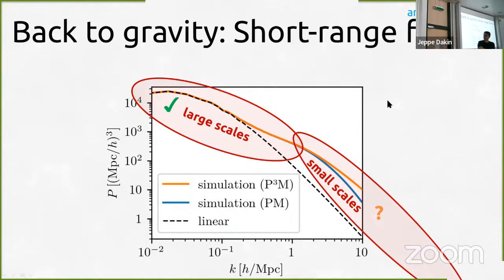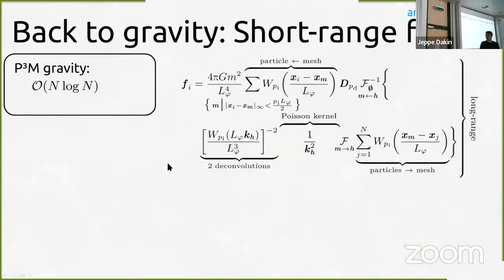We can correct for this by using not the PM, but the P3M gravity solver instead, which is a mixture of PM and PP, hence the name. It gives the same results as PP, but it's sort of in between PM and PP in its speed. So it's a nice trade-off. So let's just go through this sort of quickly.